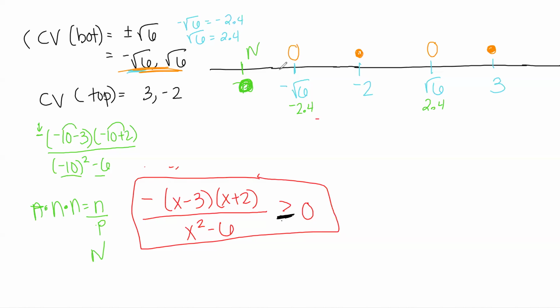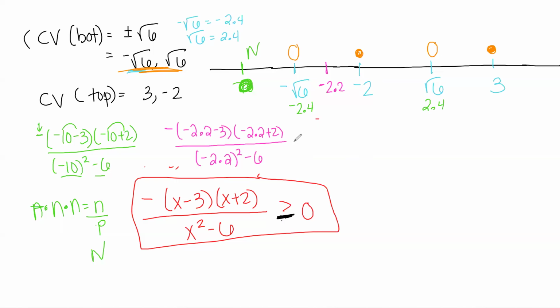Okay. All right. Whew. Okay, keep going. Now we need something in between negative 2.4 and negative 2. There's not much to pick there. I'm going to do like negative 2.2. Okay, I know that's going to be annoying. Go into the red box with that. So that's negative 2.2 minus 3, negative 2.2 plus 2, all over negative 2.2 squared minus 6.